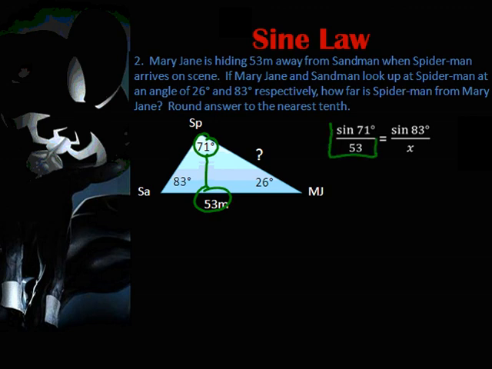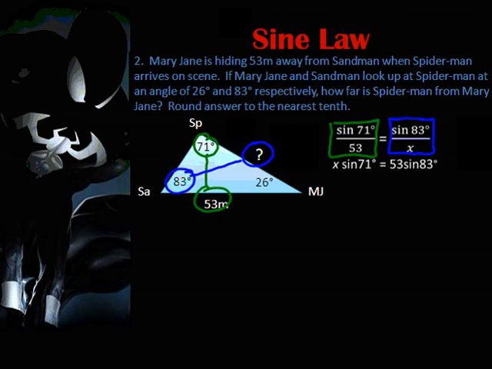I've set those up right there. I think I like putting sine on the top. I don't really know why. Then I'm going to set up Sandman because that's what I'm looking for. Now we're going to cross multiply. x is going to multiply with sine 71, and then 53 is going to multiply with sine 83. And again, to get x by itself, I'm going to divide both sides by sine 71 degrees so that those cancel out.